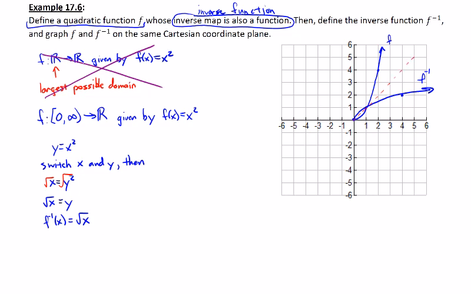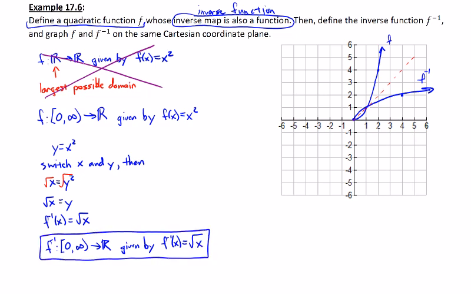And we can now define f inverse with a domain of 0 to infinity, mapping to R, given by f inverse of x is equal to the square root of x. So we were able to get the inverse defined and we have that original quadratic defined as well, and showed that the graph of f and f inverse passes the line of reflection symmetry there.